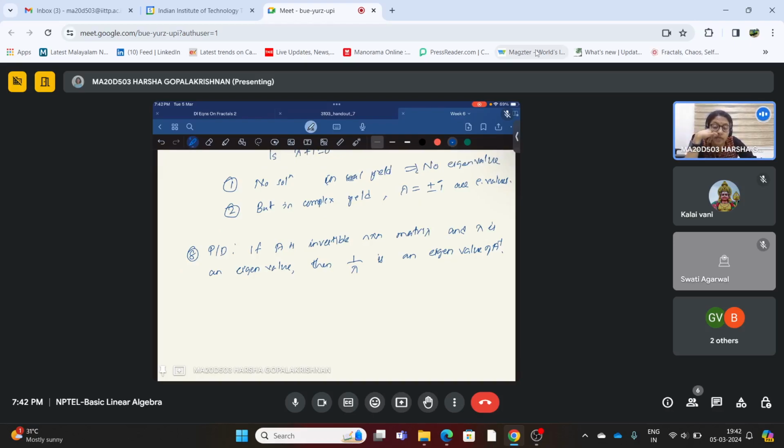Is 1 by lambda well defined here? 1 by lambda is not defined when lambda equals 0. Is lambda equal to 0 possible here? No, because A is invertible. We already proved that if A is non-invertible, 0 is an eigenvalue, and if 0 is an eigenvalue, A is non-invertible. That means if A is invertible, 0 will not be an eigenvalue. So clearly lambda is a non-zero value since A is invertible.